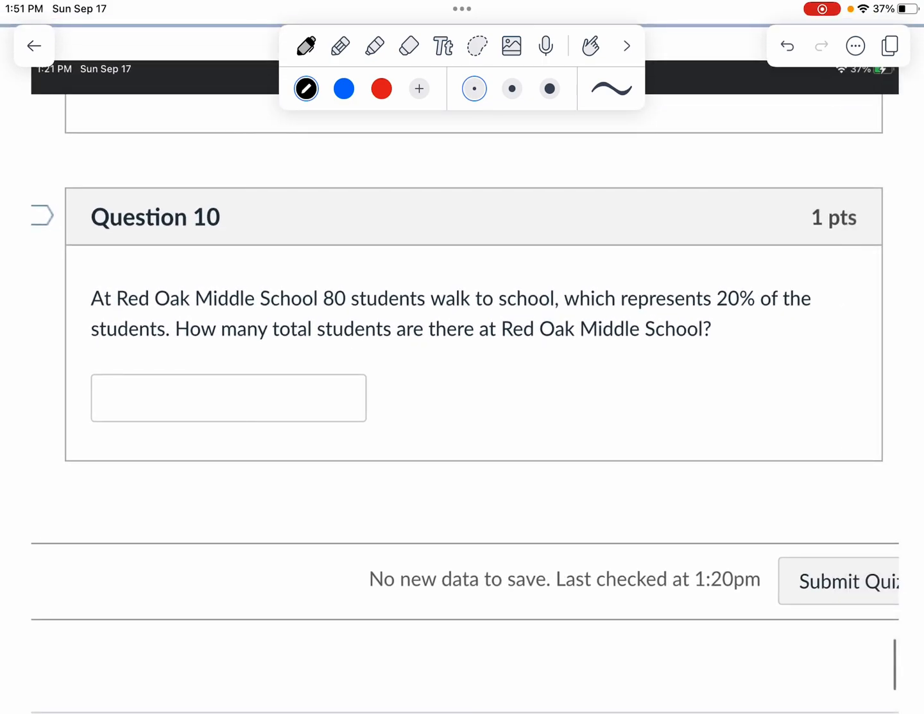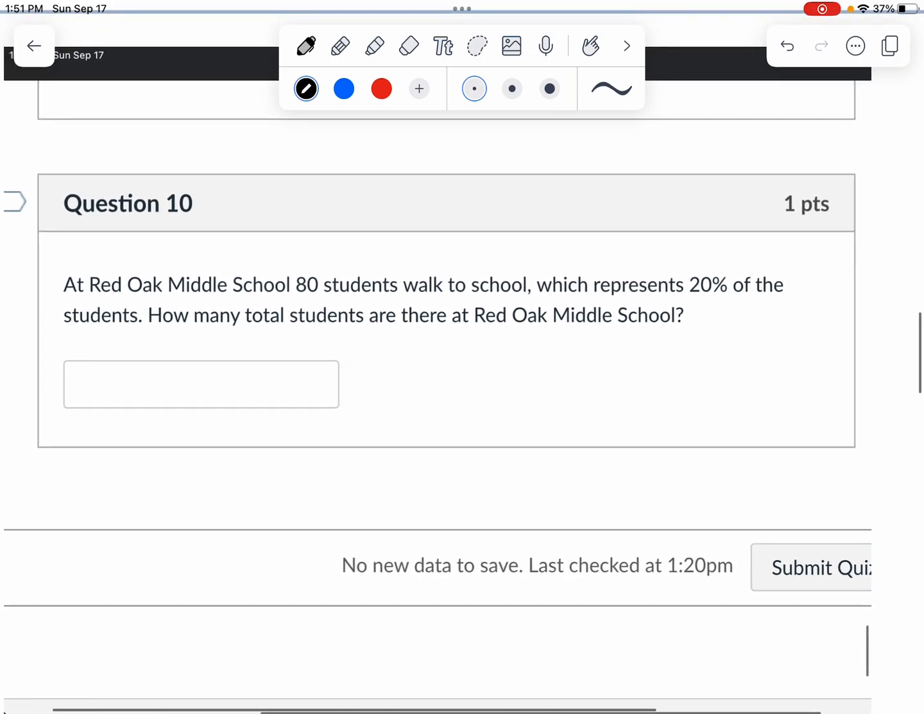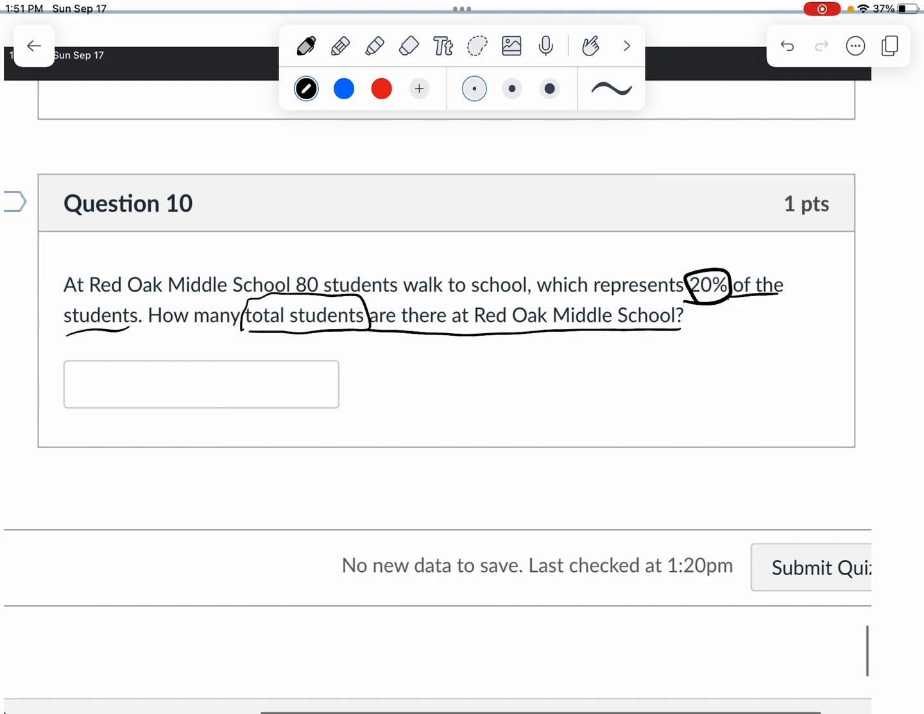At Red Oak Middle School, 80 students walk to school, which represents 20% of the students. How many total students are at Red Oak Middle School? Okay, so here's your percent proportion question. Remember, 80 students walk to school. That's not all the students at Red Oak because we have some that walk, we have some that their parents pick them up, and we have some that ride the bus. So we want to find the total students. So we're looking for the whole student body at Red Oak Middle School.